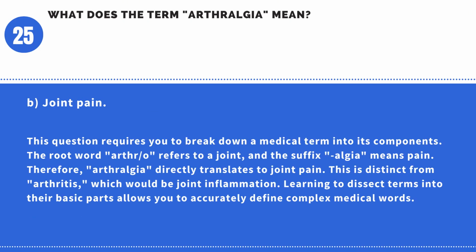Answer B. Joint pain. This question requires you to break down a medical term into its components. The root word arthr/o refers to a joint, and the suffix algia means pain. Therefore, arthralgia directly translates to joint pain. This is distinct from arthritis, which would be joint inflammation. Learning to dissect terms into their basic parts allows you to accurately define complex medical words.